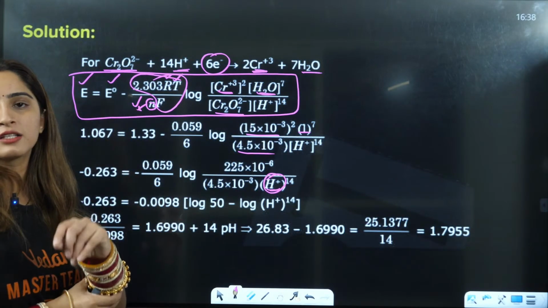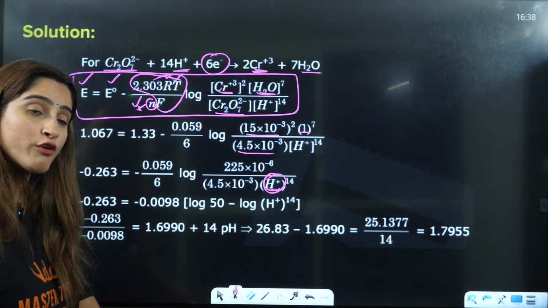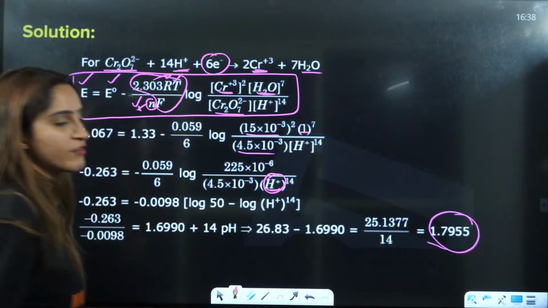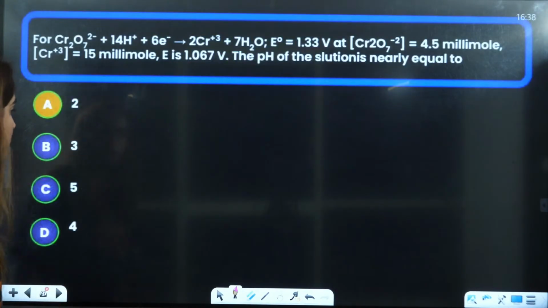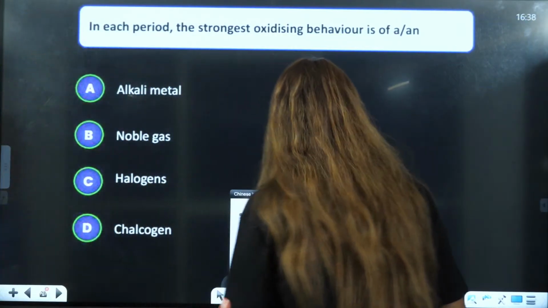From that, you will take the log of H positive, then take minus and then log of H positive. That will be your answer. That will come out to be 1.7955. Okay, so that is how you're going to solve the answer from Nernst equation, right?